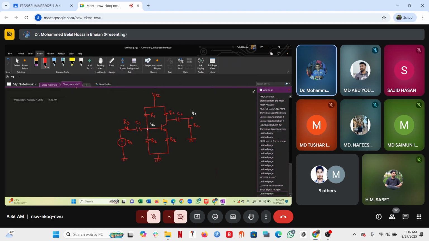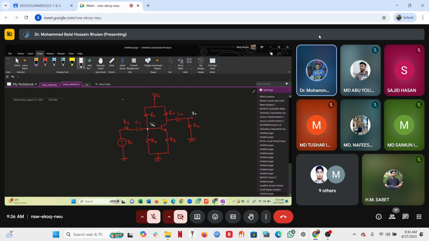Okay. So this is a common emitter amplifier, and it is known as without bypass capacitor. And the voltage biasing network we have here is voltage divider biasing. What we have to determine in that exercise, we have to determine a few things.